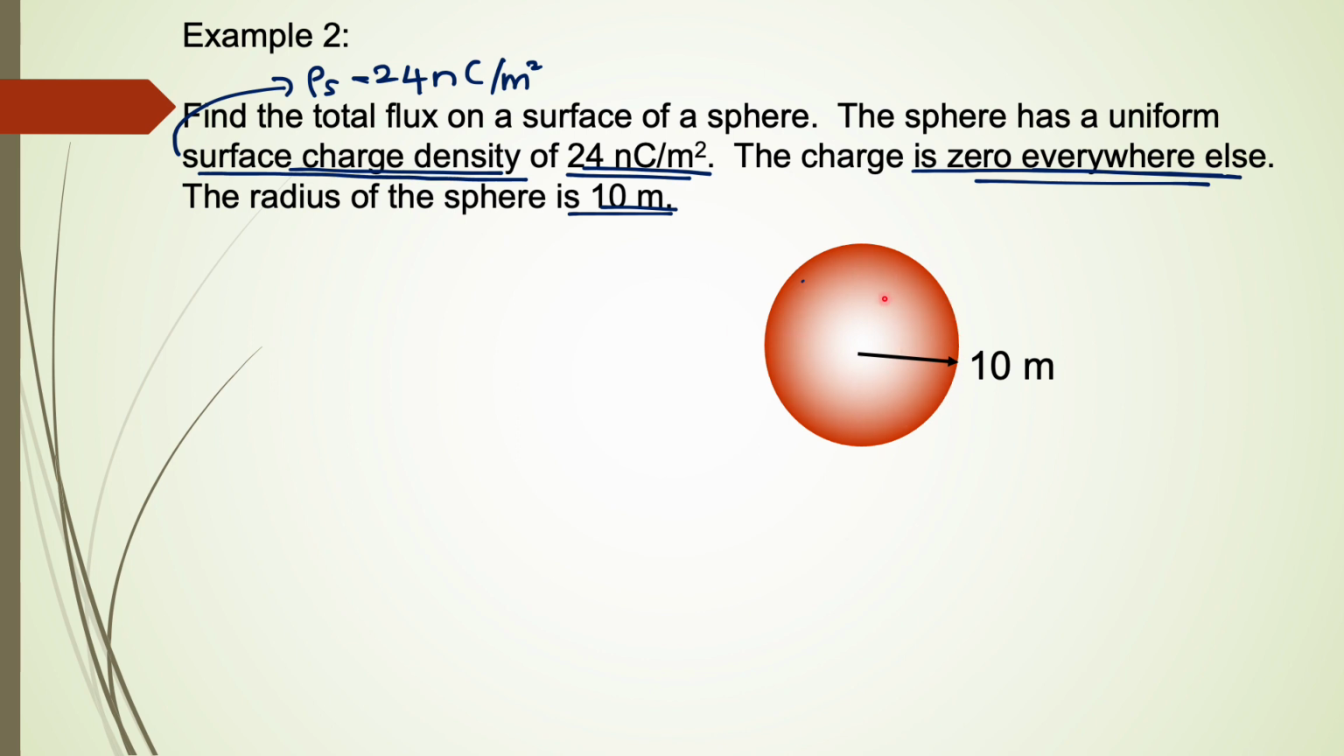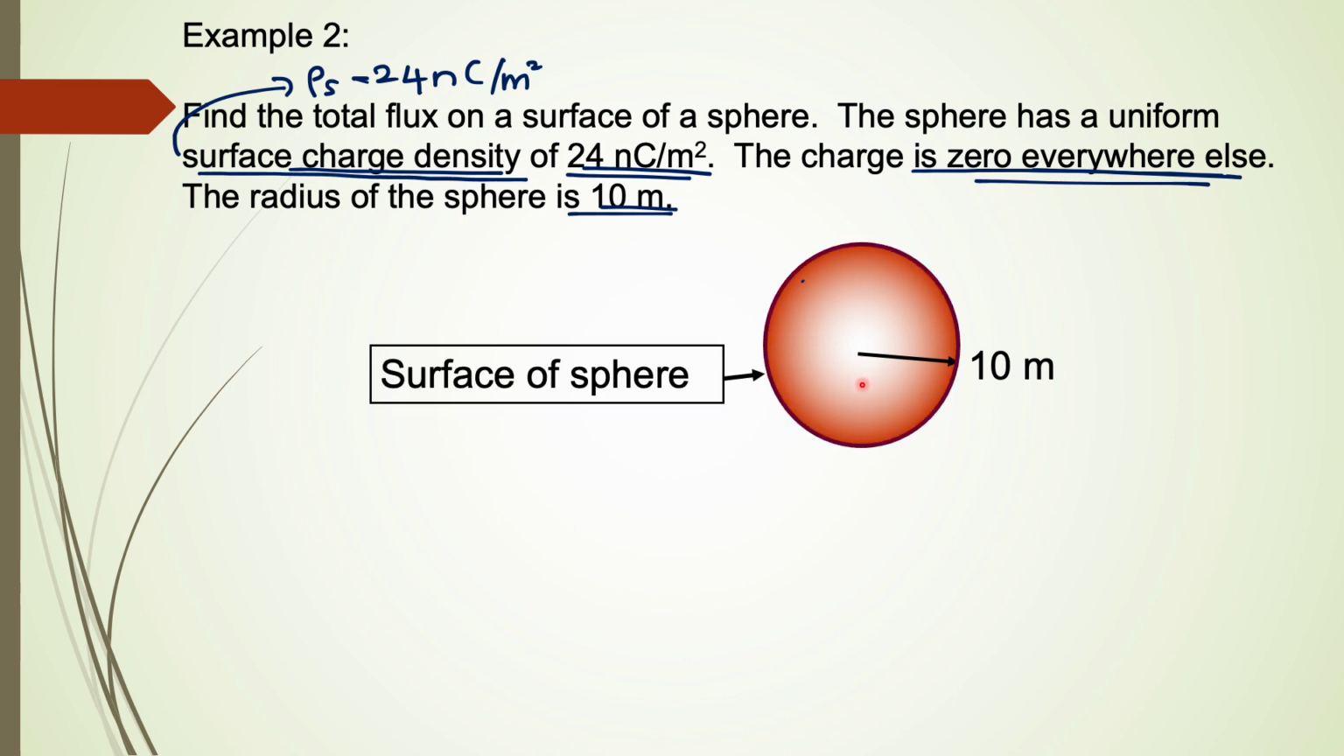It is rho s, it is on the surface, meaning that the charge only exists at this surface. The charge only exists at this surface, meaning that inside the sphere there is no charge at all. Outside the sphere, of course, there is no charge either. The charge only exists on the surface. So the radius of the sphere is given as 10 meter.